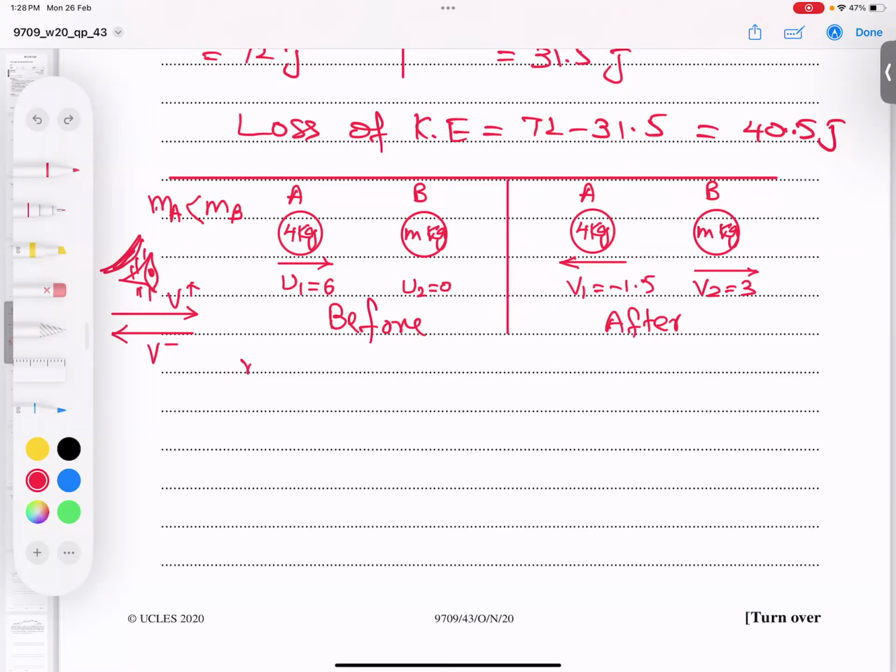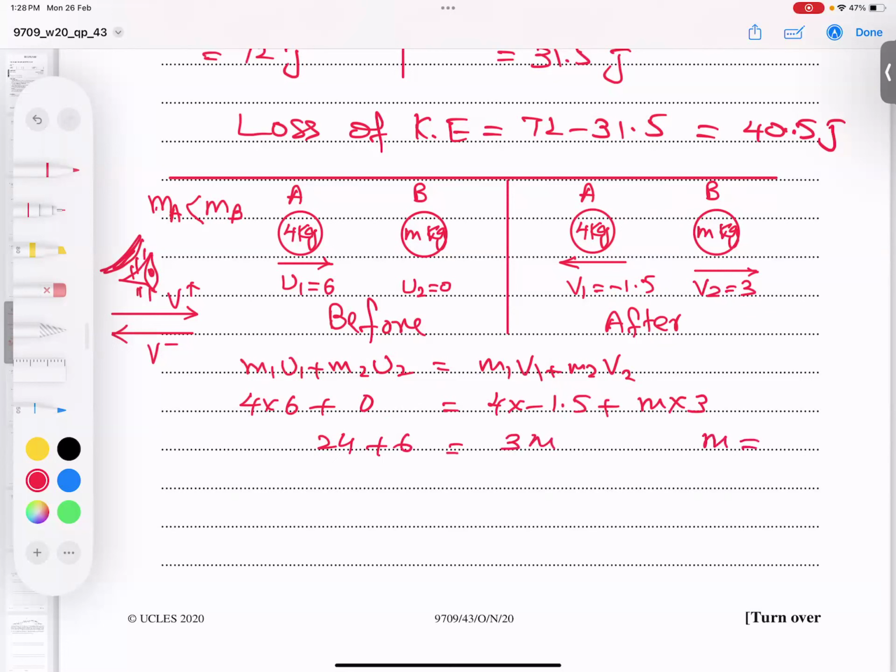Now, what is the formula? M1 U1 plus M2 U2 equals M1 V1 plus M2 V2. So the mass is 4 times 6, and 0, and 4 times negative 1.5, and 3 times M, or M into 3. So what am I getting here? This 24, and this negative 6 will come here as plus 6. So 30 divided by 3 becomes 10. So 10 kilograms mass. So I got this mass 10.